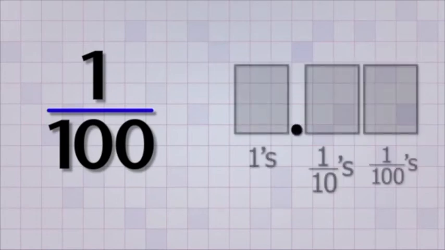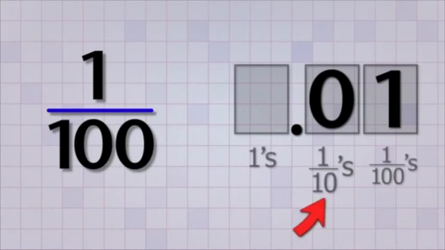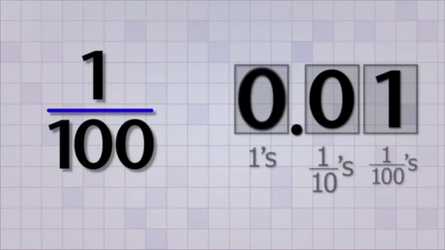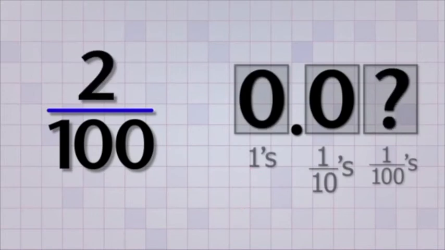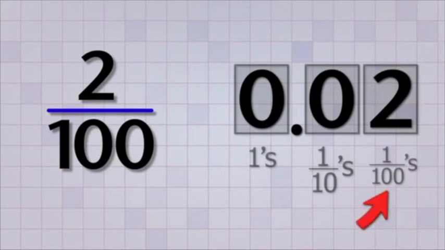Let's start with the hundredths building block, 1 over 100. To write that as a decimal, we simply put a 1 in the hundredths place. We also need to put a 0 in the tenths place to act as a placeholder and show that we have no tenths. And we still need to put a 0 in the ones place as usual. Next, let's try 2 hundredths. For that, we simply put a 2 in the hundredths place.